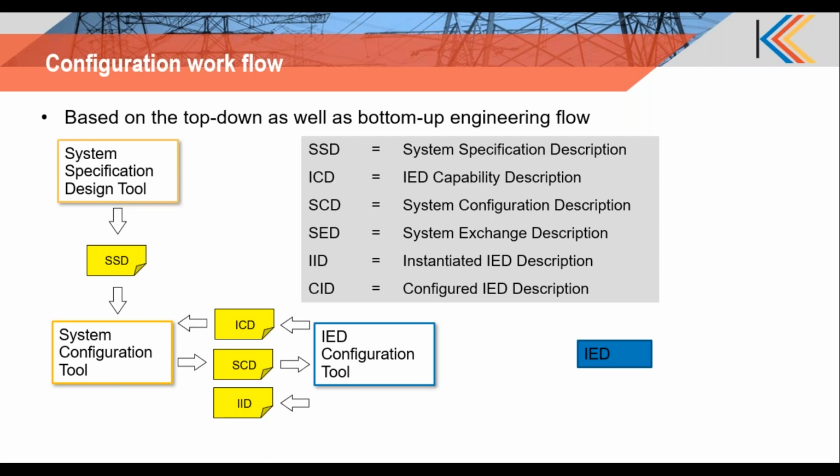Instead, in the IID, all the instantiations that were done by the system configuration tool are already present, and all the data flow mapping that's done by the system configuration tool is already present. So the system configuration tool has to just accept that IID file, and it can replace the relevant part of that SCD file with this new IID information, so that it has a concurrent configuration that's running in the IED. And that will be given back to the IED configuration tool, and the IED configuration tool will generate the CID file, and that will be downloaded to the IED. So this is the new workflow once you have the IID in the picture. So that's about the IID.